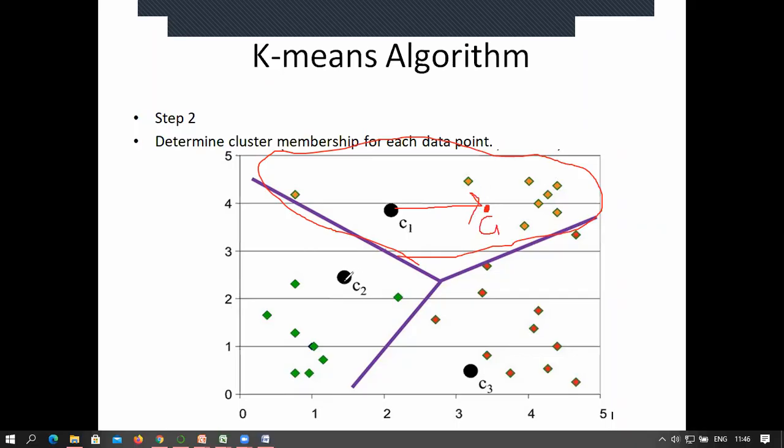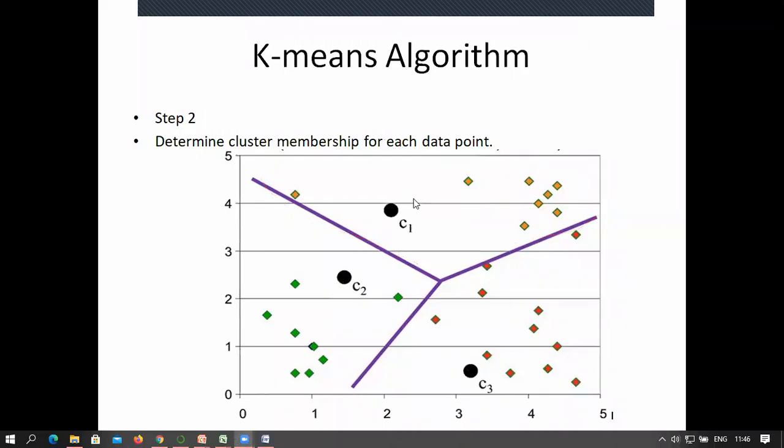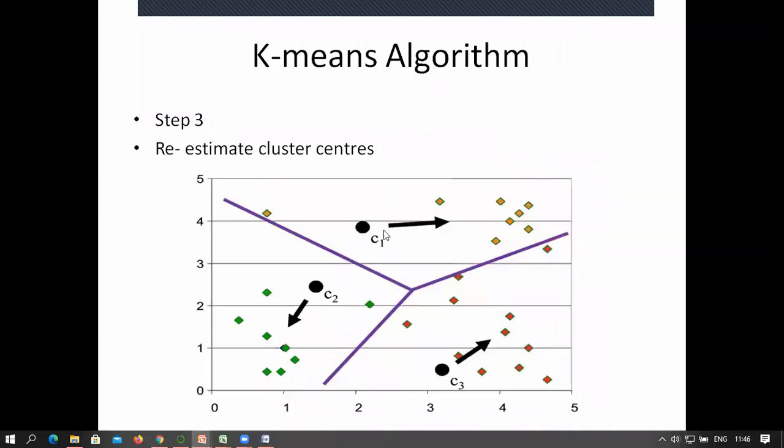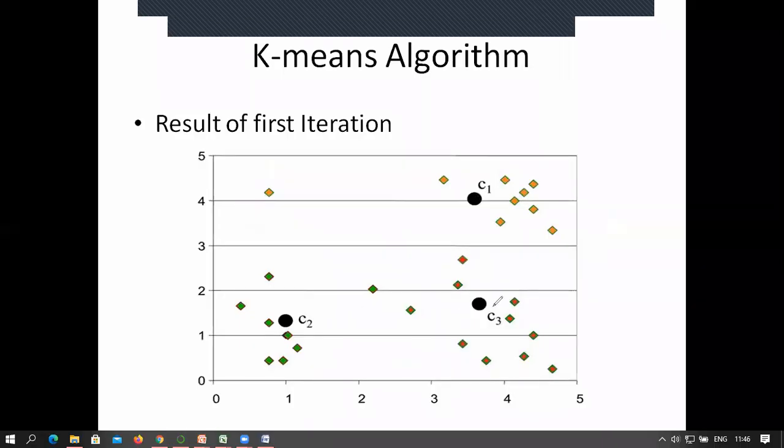Similarly, C2 will change. When you take the average of all these, the mean of all these, the C2 value will be somewhere over here. And even C3 may be somewhere over here. So C3 will change. Okay. So the next step is that you need to recalculate the value of C1, C2, and C3. Once you do that, C1 will be more toward this side, C2 will come to this side, and C3 will come to this side. You can see over here, C1 is changed, C2 is changed, and C3 is changed.